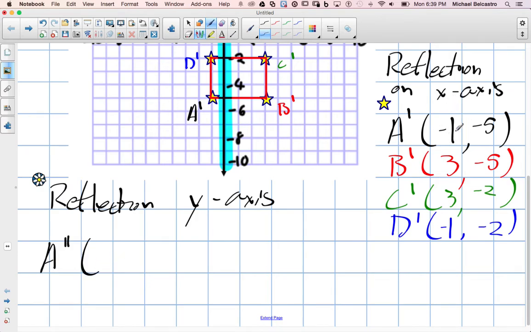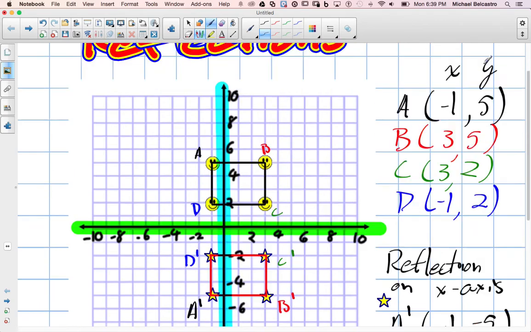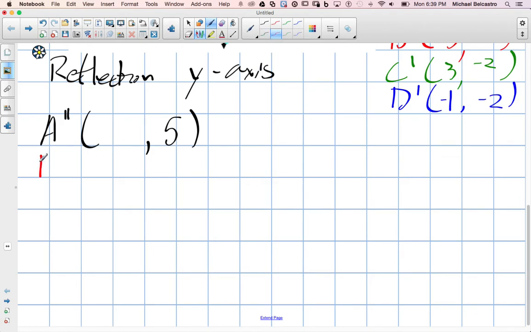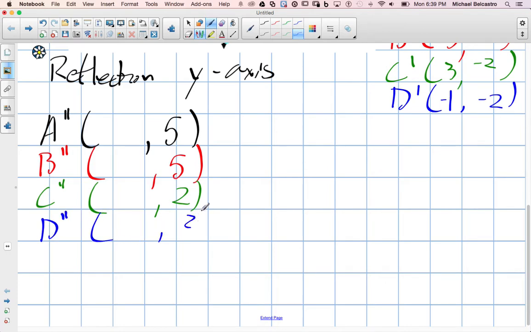Instead of the x ones being the same, remember x values stay the same when flipping on the x-axis. Because we're flipping on the y, what do you think is going to stay the same? The X. No, the Y. The y coordinates are going to be the exact same. So we keep the exact same 5 value, okay? Our B double prime is also 5. Our C double prime was 2. And our D double prime is 2.